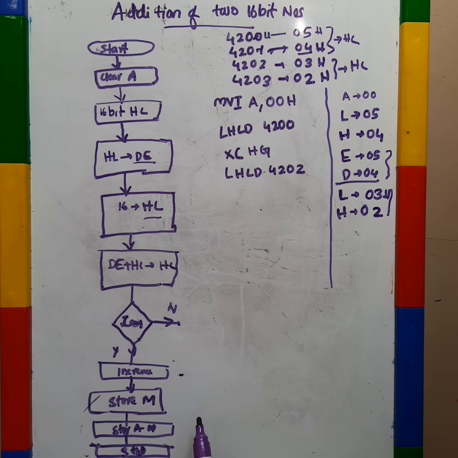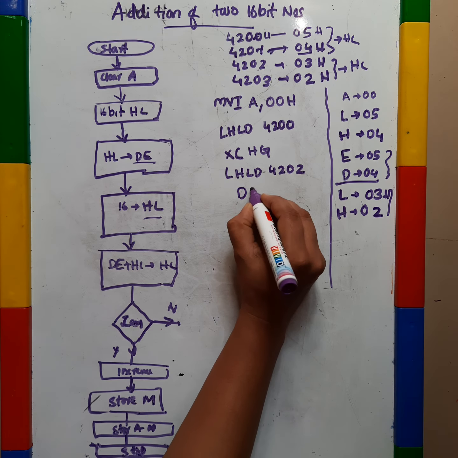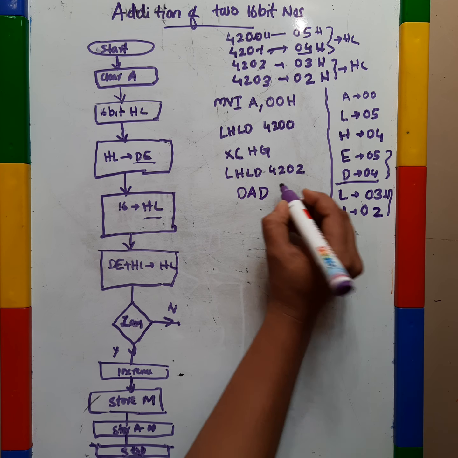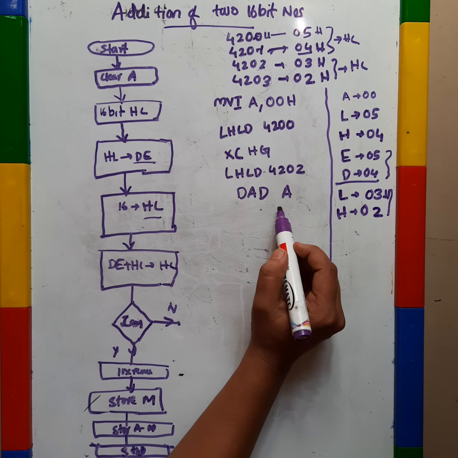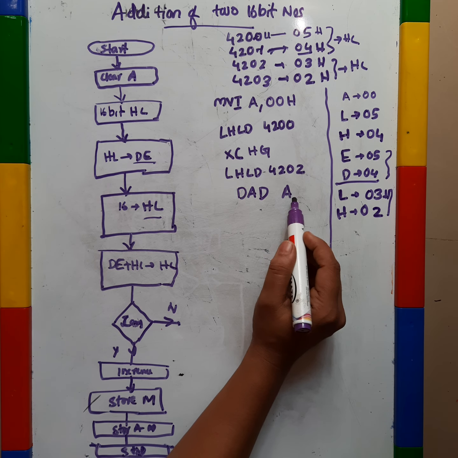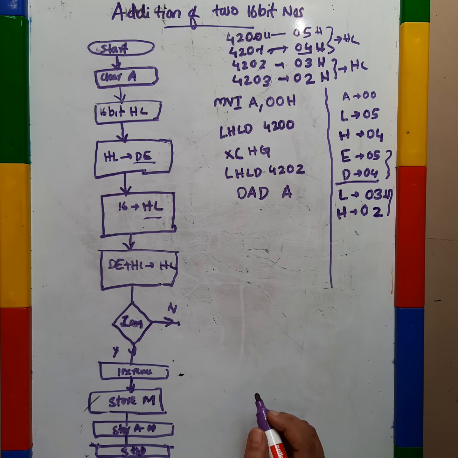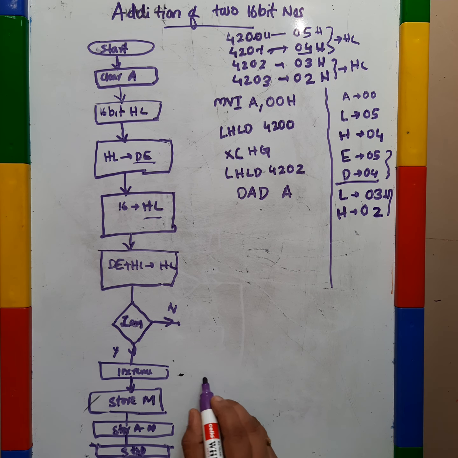Now we have to add these two data. For adding these two 16-bit data, we have an instruction that is DAD. This means that it will add the content of HL pair and DE pair and the result will be stored in this register. Okay, for that, see how we will add. We will see the operation.